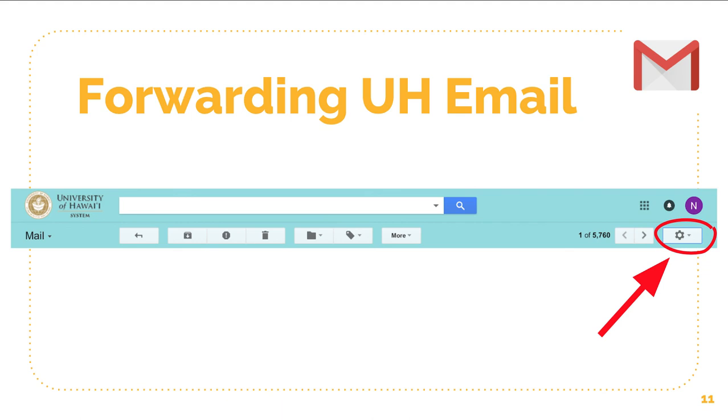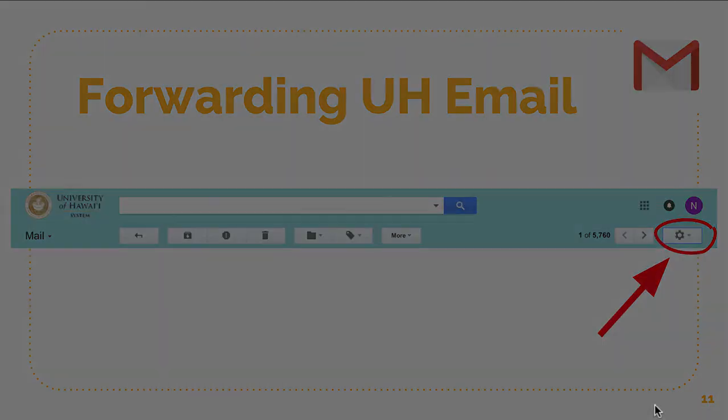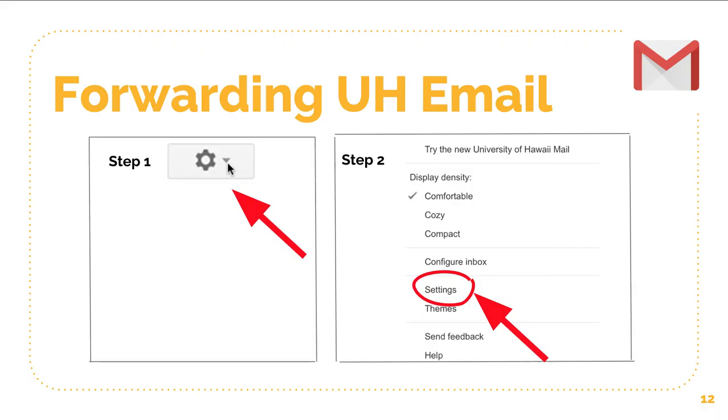In order to do that, you need to locate the gear button. So if you're looking at your mailbox now, you'll see a gear button to the upper right-hand corner of your screen. If you click on this gear button, a display will pop down. You can see different displays here: configure your inbox, settings, themes, send feedback, and get help. Since we're trying to forward our email, we'll click on the settings button.